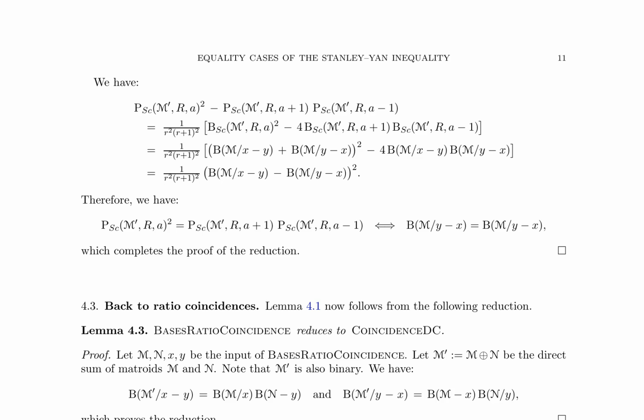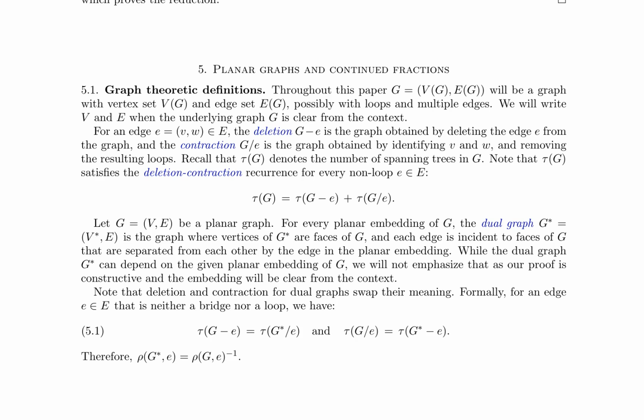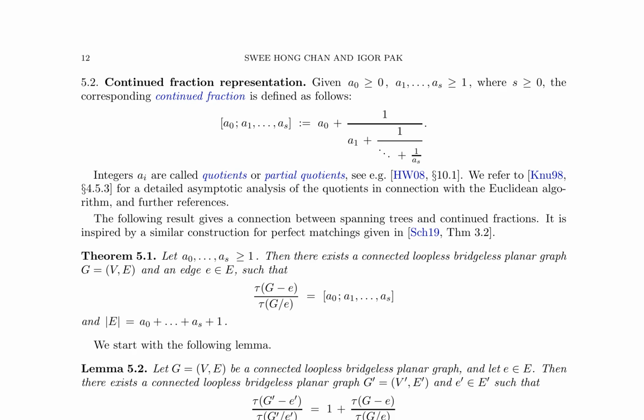In the context of combinatorial optimization, the Stanley-Yan inequality is a fundamental tool for bounding the number of spanning trees in a matroid. This paper explores equality cases of the Stanley-Yan inequality, providing insights into the structure and properties of matroids that achieve this equality. The authors also delve into the connection between spanning trees and continued fractions, introducing a novel theorem that establishes a relationship between these two concepts.